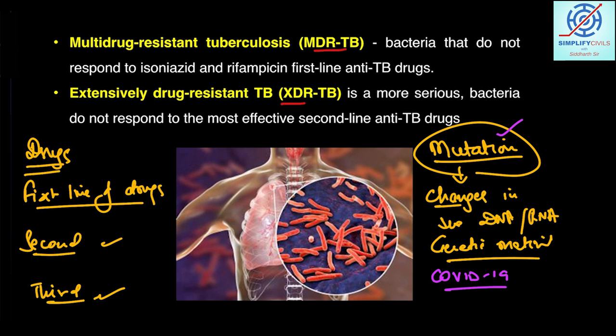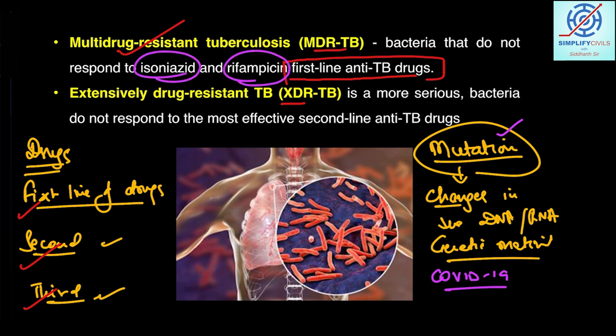Since many years there are first line of drugs, second line of drugs and third line of drugs with which we try to treat the patient. But if the bacteria present in the individual is resistant to the first line of TB drugs, then we will say the person is suffering from multiple drug resistant tuberculosis. The names of these drugs are isoniazid and rifampicin. If you can remember the names, it's good, or else it's all right. Do not over stress on these particular drugs. We are not doctors. We just need to have a fair idea that the problem today is of multiple drug resistant and extremely drug resistant.